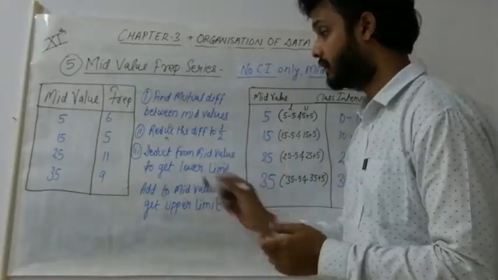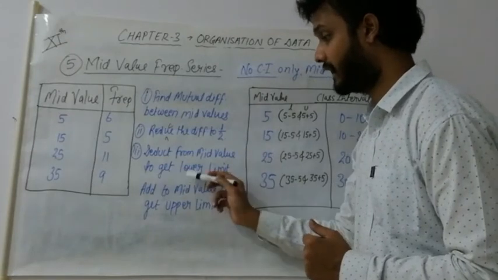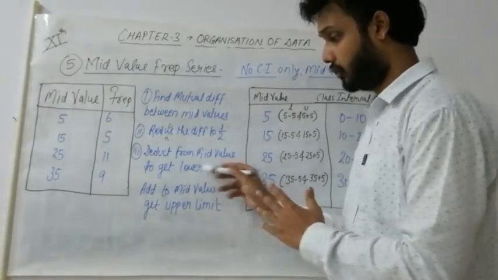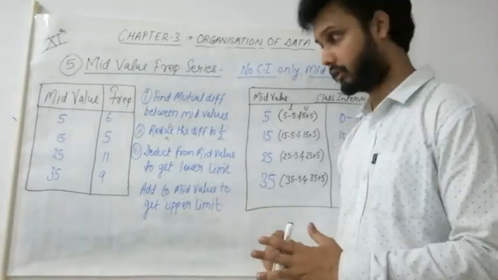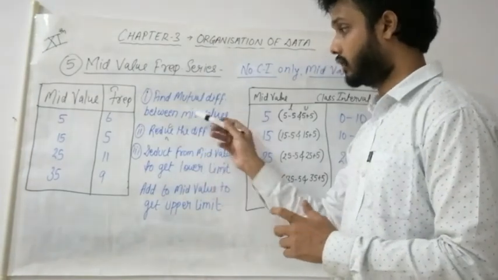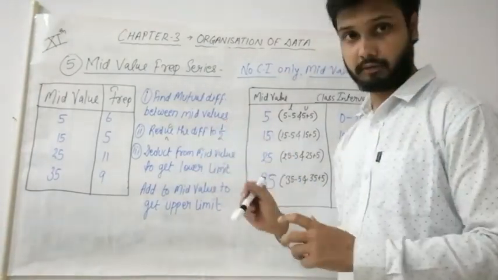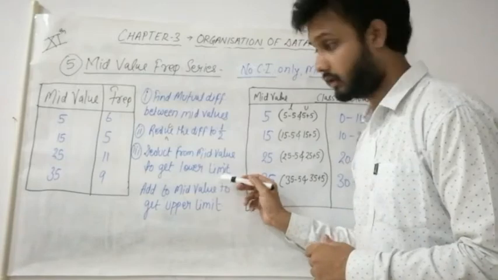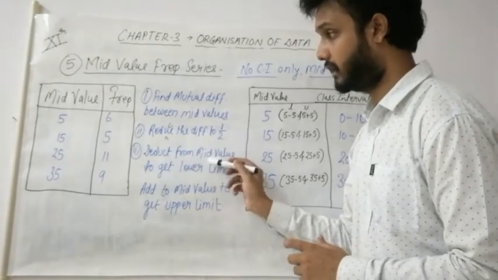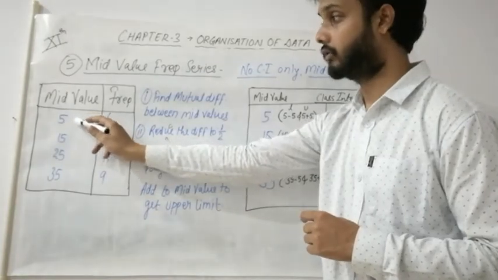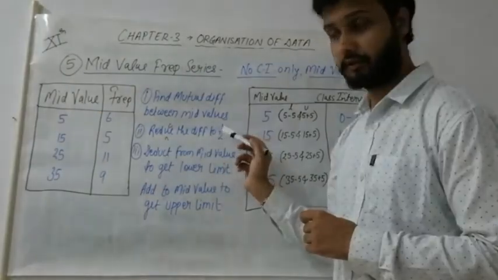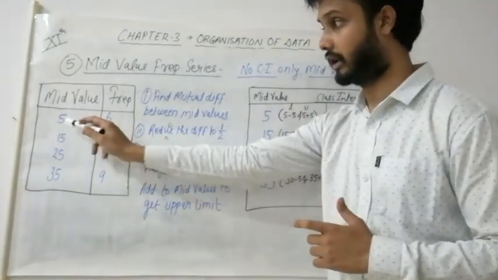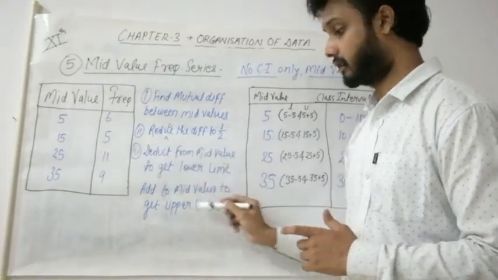The next step says: deduct from the mid-value to get the lower limit, and add to the mid-value to get the upper limit. We want to get the lower and upper limits, as that will make our class interval. So we got 10, then reduced it to half and got 5. To get the lower limit, we subtract this 5 from the mid-value, and to get the upper limit, we add it to the mid-value.